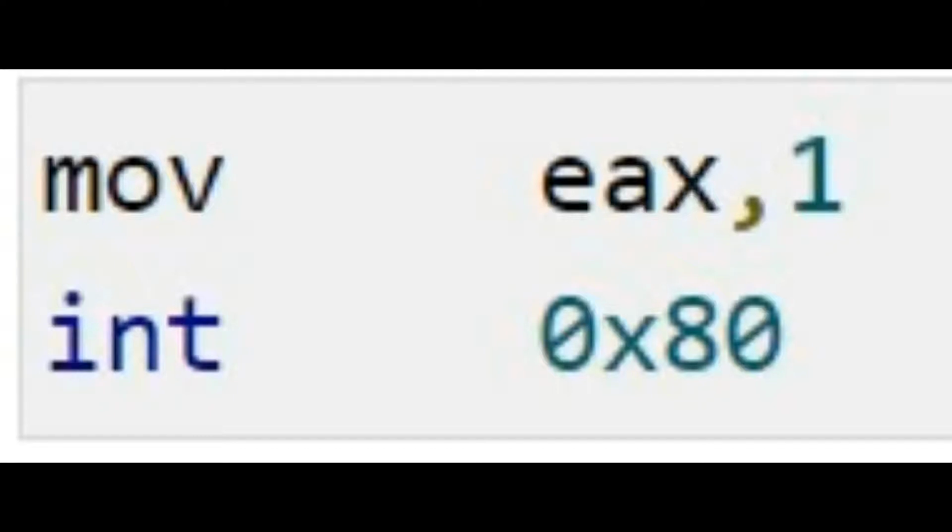So if you want to move open into the EAX register, you do mov EAX, 5, since open is 5. And if you want to do something like write, which is outputting a variable or something, then you do mov EAX, 4, which is the number for write.